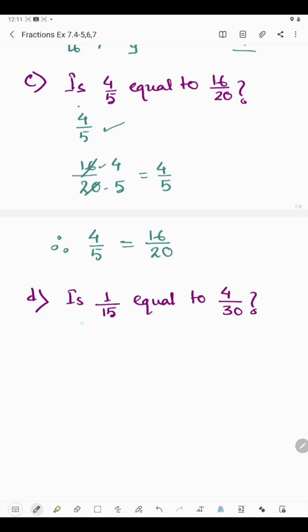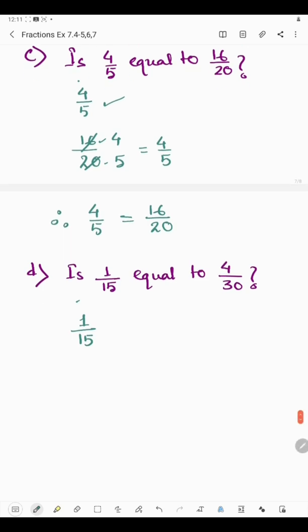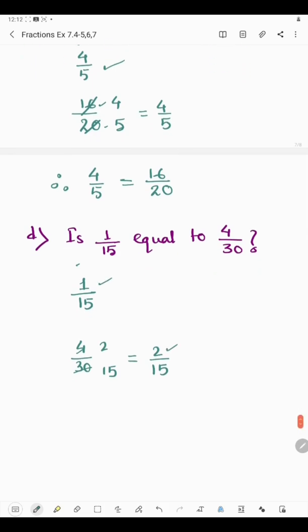Now in the D part we have, is 1 by 15 equal to 4 by 30? So here we can see that 1 by 15 is already in simplest form. We cannot divide this, we cannot cut this further, okay. But 4 by 30 can be reduced, converted into simplest form, because 4 and 30 both come in 2's table. 2 2s are 4, 2 15s are 30. Okay, so we have got 2 by 15. And here we have got 1 by 15. So 1 and 2 is not equal. So we can say that 1 by 15 is not equal to 2 by 15.